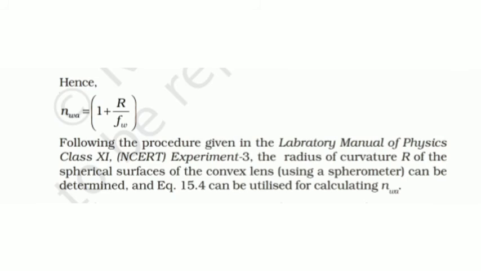Now the refractive index of the liquid n is equal to 1 plus r by f, where r is the radius of curvature of the lens and f is the focal length of the liquid lens. Now we got the focal length of the liquid lens, and in order to find the radius of curvature of the liquid lens, it is enough to find the radius of curvature of the given convex lens. We can do this by any method, and the best easy method is by using a spherometer. Now by substituting all the values, we will get the refractive index of the given liquid.